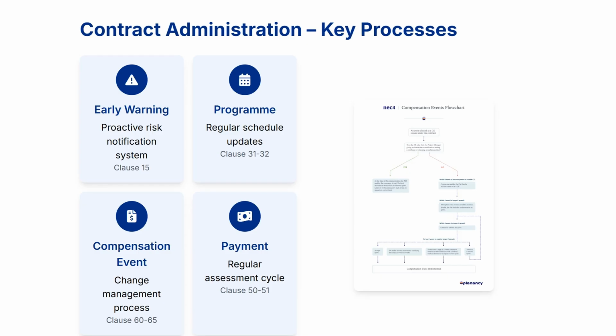risk allowances. The Compensation Event Process, Clauses 60 to 65, is NEC's comprehensive change management system for handling variations, employer risks, and external events. It includes clear timescales for notification, quotation, and assessment. The Payment Process, Clauses 50 to 51, establishes regular assessment dates and certification procedures. These administrative processes work together to ensure transparency, early problem identification, and timely resolution of issues. The structured workflows, with defined timescales and responsibilities, create clarity and encourage collaborative behaviors throughout the project lifecycle.